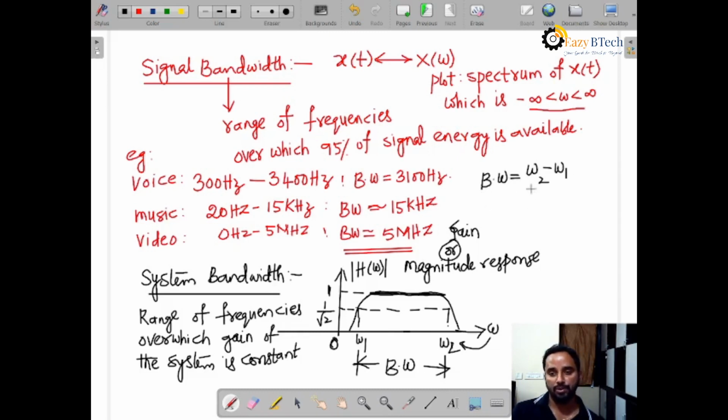Here omega 2 is called the higher cutoff frequency, and omega 1 is the lower cutoff frequency. So this is the bandwidth of the system. By this plot we can understand well: from omega 1 to omega 2 the magnitude is almost constant, and that frequency range is the bandwidth of the system.